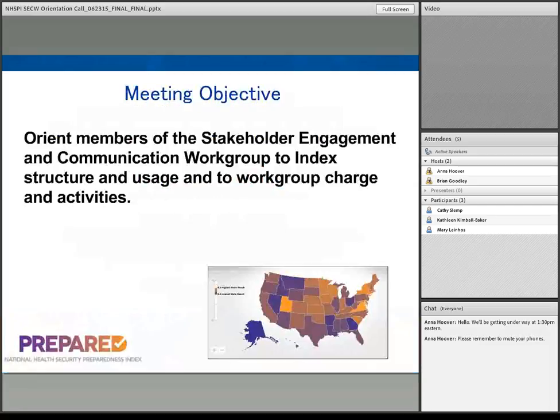Today's meeting objective is to orient the members of the new Stakeholder Engagement and Communication Work Group to the National Health Security Preparedness Index structure and usage, and to the work group charge and activities.